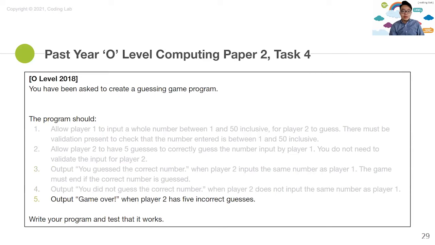So lastly, output "game over" when player 2 has 5 incorrect guesses. Last but not least, when player 2 has made 5 incorrect guesses, we are going to output game over. So we are going to have an if statement to check for the number of guesses that the user has remaining and print out the game over message if the user does not have any guesses remaining.